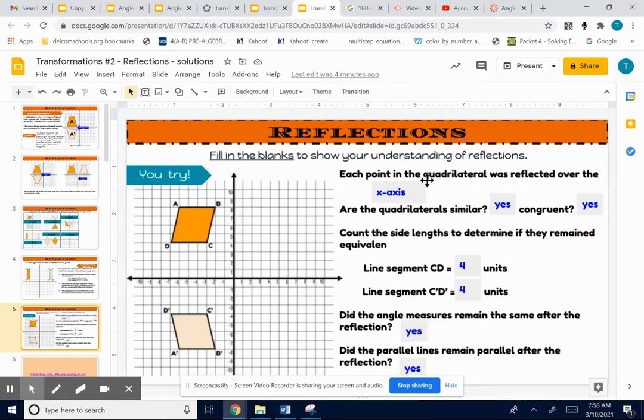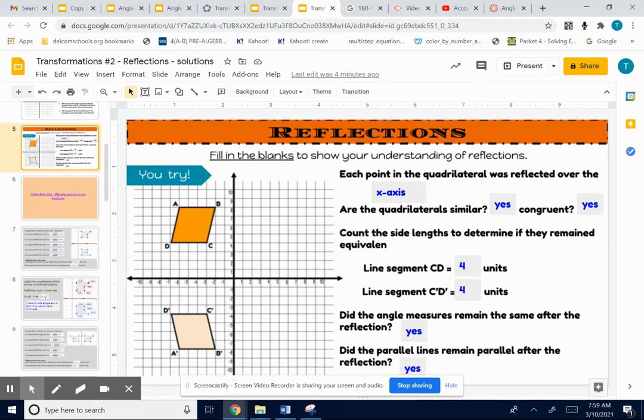In this problem, this quadrilateral is reflected over the x-axis, the straight across axis. Count the side lengths to determine if they remained equivalent. CD is 4 units. C prime D prime is 4 units. The side lengths stay the same. Does it look like the angle measures remain the same after it's flipped? Yes. And these parallel lines, AB and CD, they remained parallel when we flipped it. So those are important things to keep in mind.